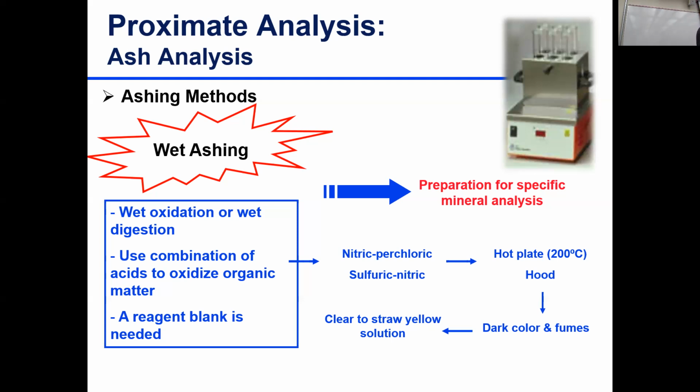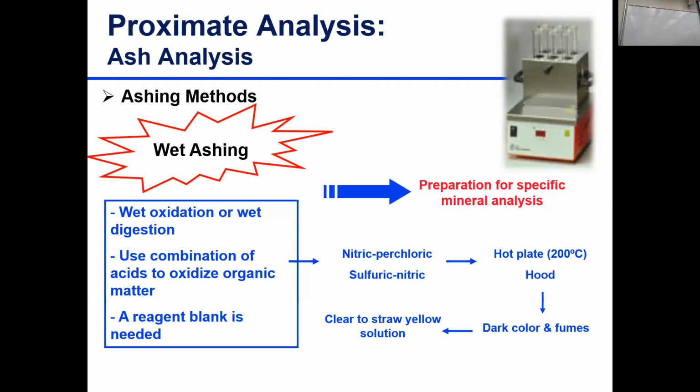Basically, what are the components that we are using for the wet ashing? It is also called wet oxidation or digestion. We use some combination of acids, like a combination of perchloric, sulfuric and nitric acids, to digest the sample, to remove the organic components, and then to get the inorganic substances to check the minerals. And when we are conducting this experiment, we're supposed to always have the reagent blank, but for the dry ashing, we don't need to do the blank.